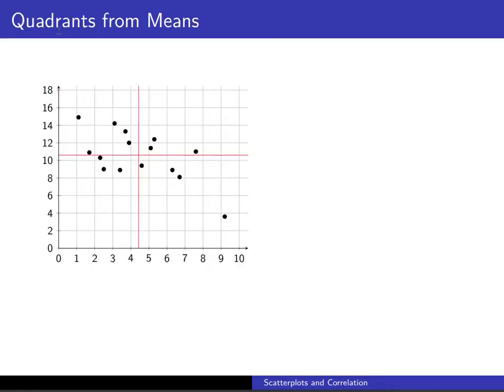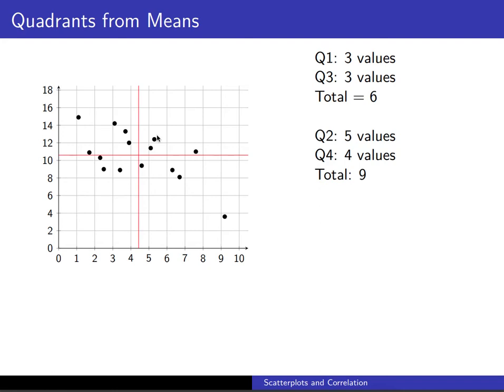negative correlation. So if we look at the means of the x and y coordinates, we get about 4.5 for the mean of x, and maybe about, I don't know, 10.5 or somewhere around there, a little bit less than 11 for the means of the y's. Counting the first and third quadrants, we have a total of 6 data points in the first and third. And in the second and fourth, we have a total of 9. So we have 3 more points in quadrants 2 and 4. 9 out of the 15 points are in the second and fourth quadrant.